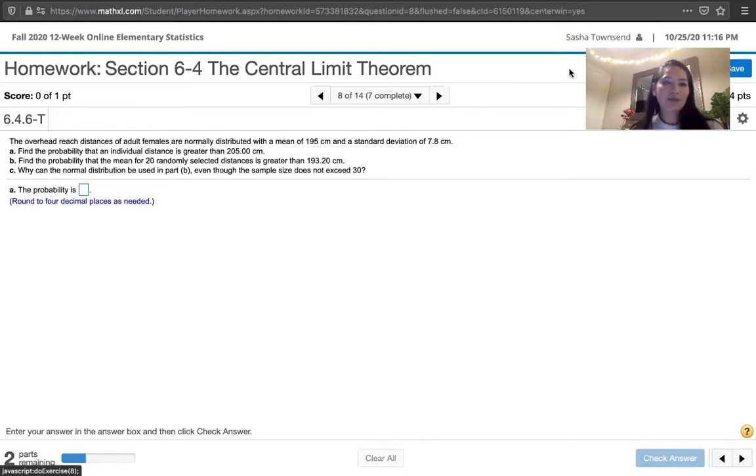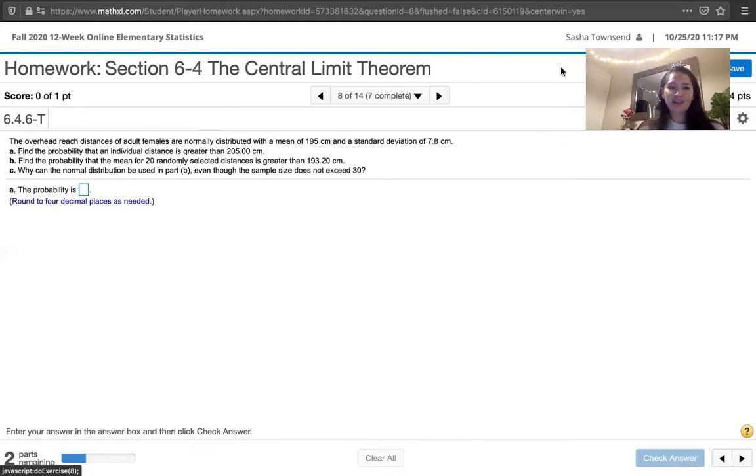In part A, we're asked to find the probability that an individual distance is greater than 205 centimeters. In B, we're asked to find the probability that the mean for 20 randomly selected distances is greater than 193.20 centimeters. And then in part C, we're asked, why can the normal distribution be used in part B, even though the sample size does not exceed 30?